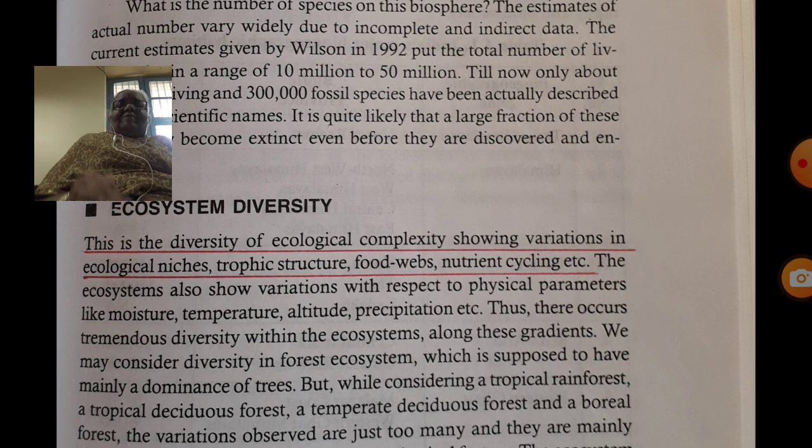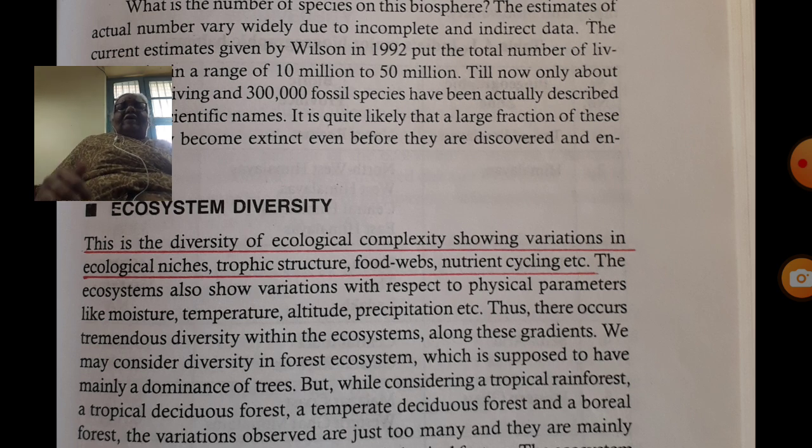I will talk about diversity in this ecosystem complex. Alright. So ecosystem diversity refers to the diversity of ecological complexity showing variations in ecological niches, trophic structure, food webs, nutrient cycling, etc. Here there are quite a few different concepts which you may or may not be aware of.